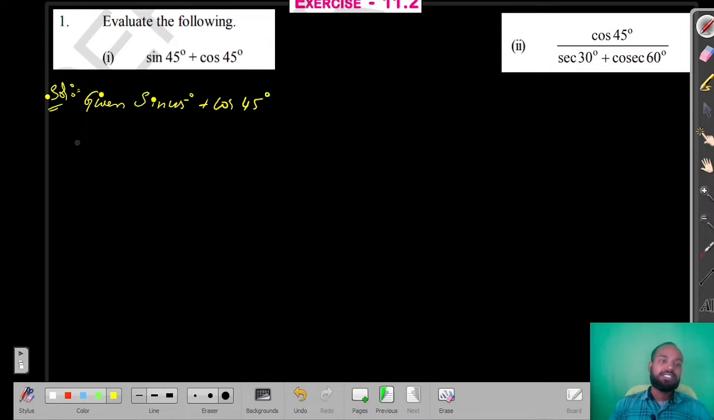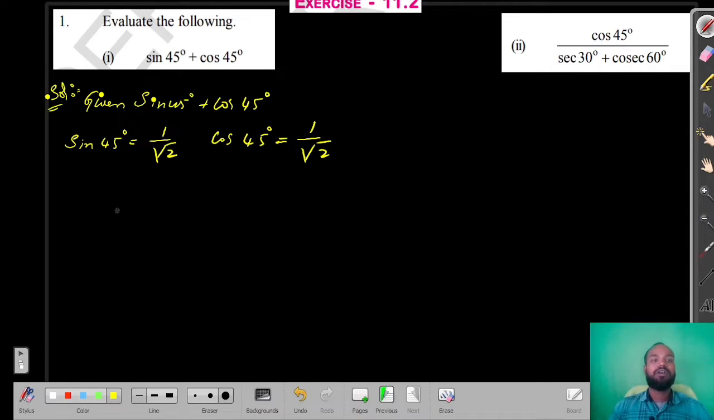Now, what is the sine 45 value? Sine 45 degrees equals 1 by root 2. And what is cos 45? Cos 45 value is also 1 by root 2. Yes or no? Yes. Now we have to do the addition of both: 1 by root 2 plus 1 by root 2.